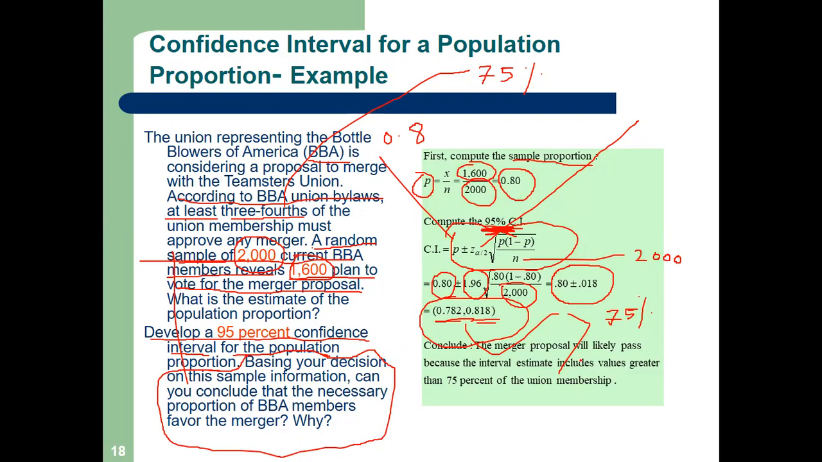So we can conclude there will be the merger. The merger proposal will likely pass because the interval estimate includes values greater than 75%. The minimum one is 78%. If you see, the minimum one is 78%. So certainly it is going to merge.